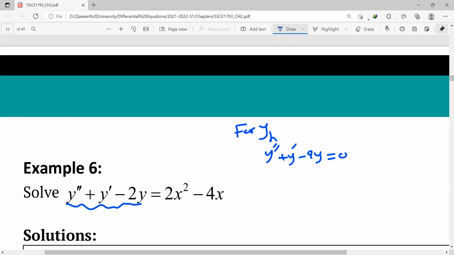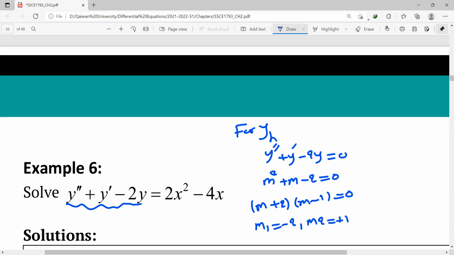How to solve this? This is the same as we talked about yesterday. Here you have m squared. We write down the characteristic equation, which is m squared plus m minus 2 equals 0. Here we get 2 different values for m. We can factor it into 2 brackets: m plus 2 and m minus 1. And here we get m1 equals negative 2 and m2 equals 1. Is it? Yes.